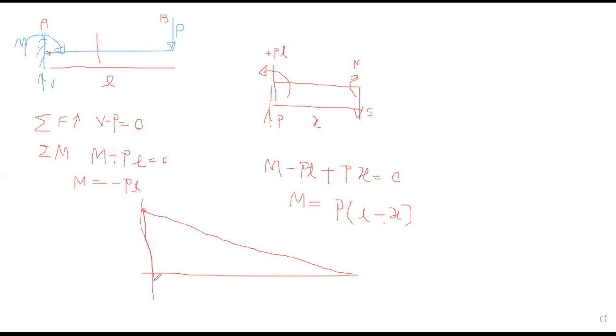Since EI is the same, I can divide by EI and say it's just the M over EI diagram. Here at this point M is PL. So now just draw the beam.